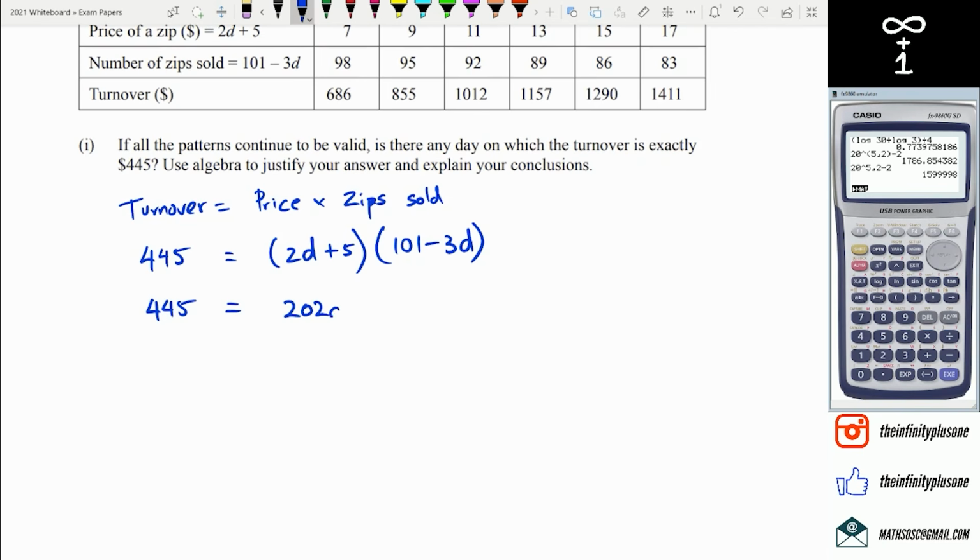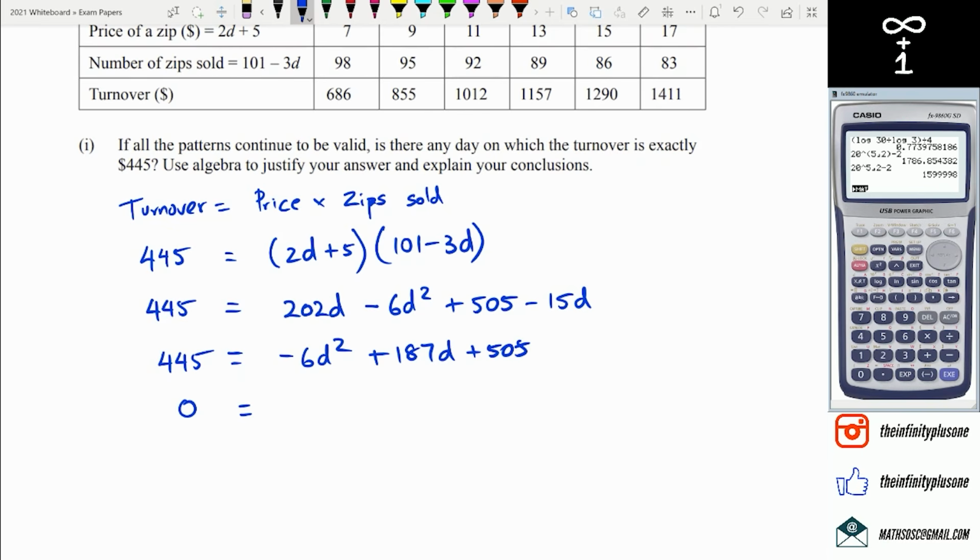101, so 202D minus 6D squared plus 505 minus 15D. So we got 445 is equal to minus 6D squared, 202 minus 15 is plus 187D, and plus 505. Rearranging this, I'm going to put 0 here: minus 6D squared, plus 187D, plus 505, minus 445, and I've got a nice quadratic equation with 187D plus 60.